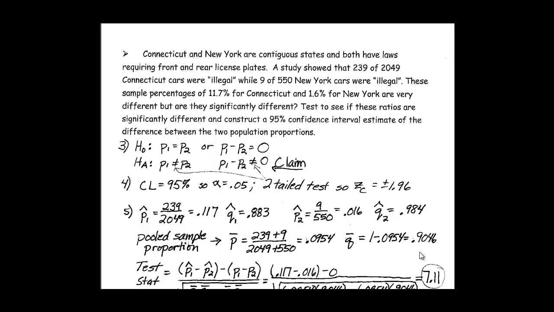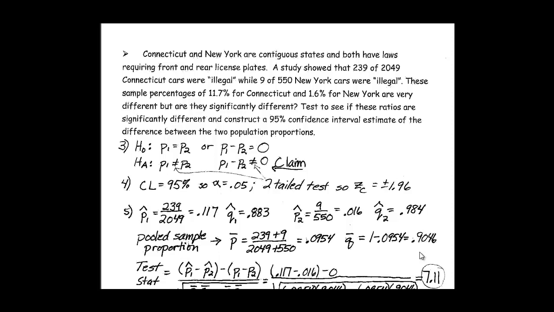Both have laws requiring front and rear license plates. A study showed that 239 of 2,049 Connecticut cars were illegal, while 9 of 550 New York cars were illegal. In other words, 239 out of the 2,049 in Connecticut were not in compliance, where 9 out of 550 New York cars were not in compliance.